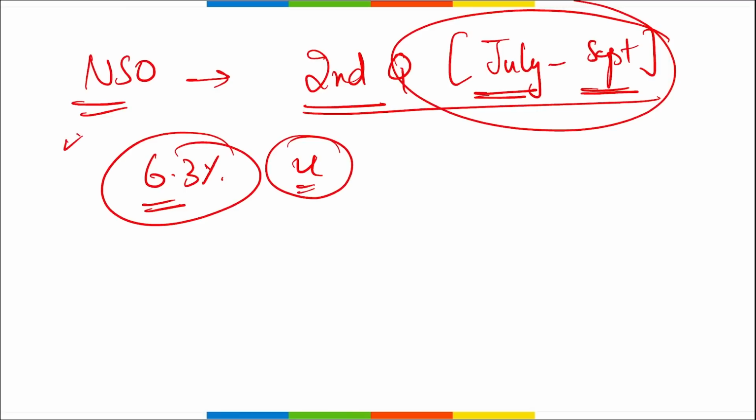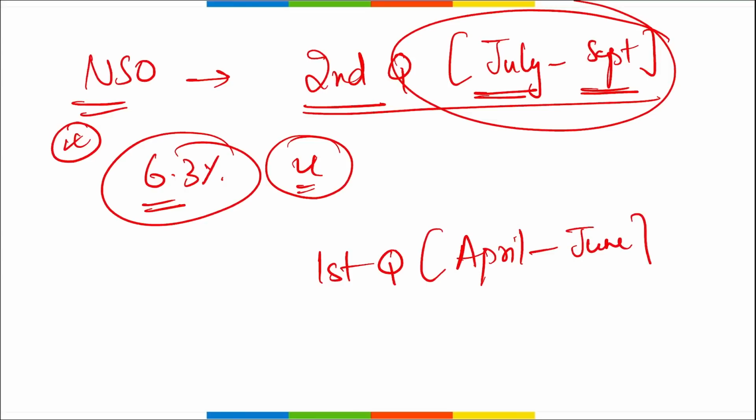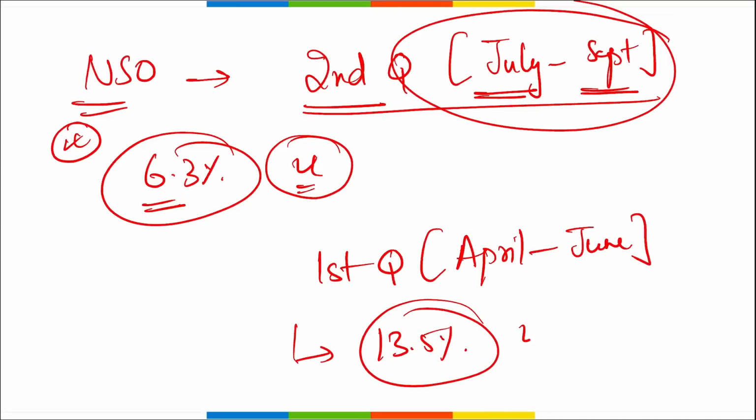So here the GDP growth rate of India was 6.3%. All right, highly important. Apart from this, similarly if we are talking about the first quarter, the GDP growth rate, that is from April to June, what was the GDP growth here for the first quarter? It was a high 13.5%. All right, highly important, friends.